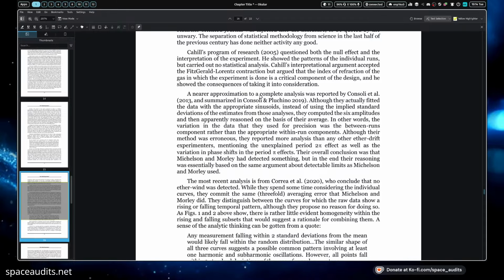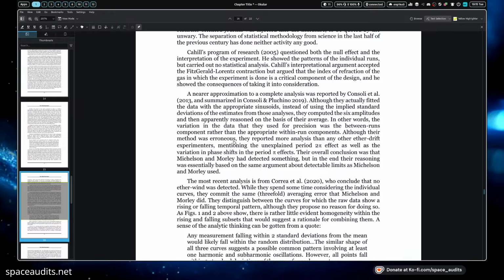A nearer approximation to a complete analysis was reported by Consoli and Pluchino in 2019. Although they actually fitted the data with the appropriate sinusoids, instead of using the implied standard deviations of the estimates from the analysis, they computed the six amplitudes and apparently reasoned on the basis of their averages. In other words, the variation of the data that they used for precision was the between run components rather than the appropriate within run component.